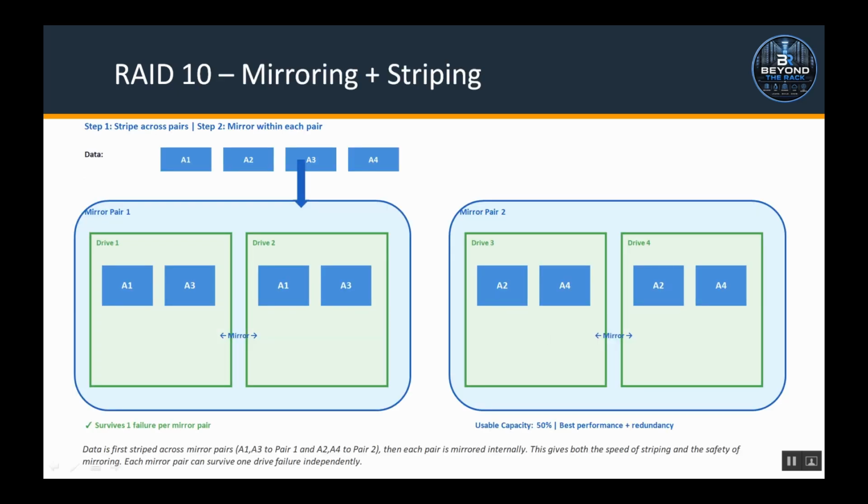RAID 10, so it combines mirroring plus striping. Data is first striped across the mirror pairs: A1, A3 to pair 1 and A2, A4 to pair 2. Then each pair is mirrored internally. This gives both the speed of striping and the safety of mirroring. Each mirror pair can survive one drive failure independently.